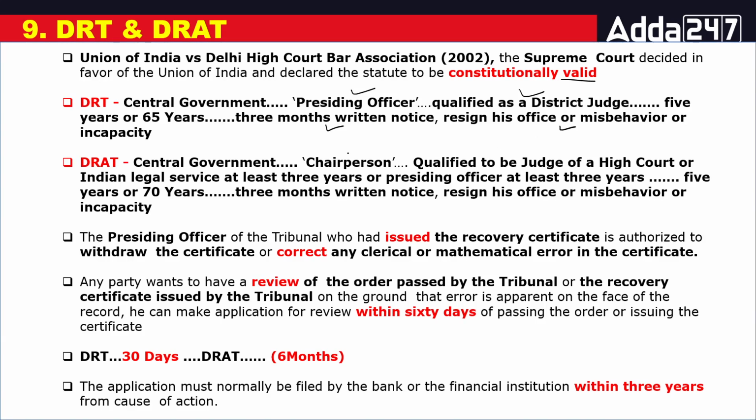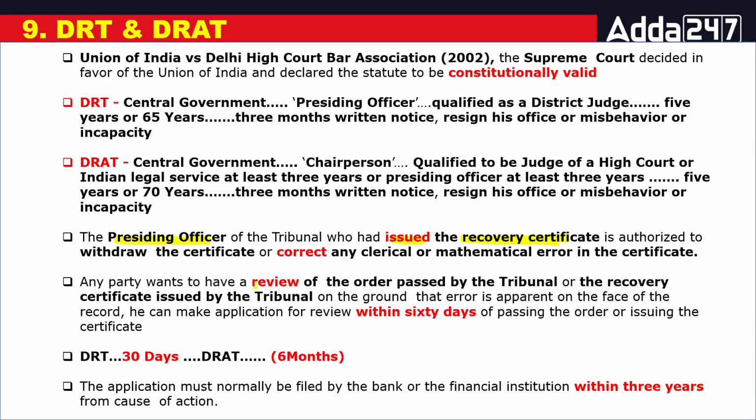For DRAT, the central government appoints a chairperson as the head of DRAT. The qualification is being qualified to be a judge of High Court, or Indian Legal Service at least 3 years, or presiding officer at least 3 years. Tenure is 5 years or up to age 70, and 3 months prior notice if they want to resign. Okay. Then the presiding officer will issue the recovery certificate. If there's any mistake, it should be corrected by the presiding officer only.